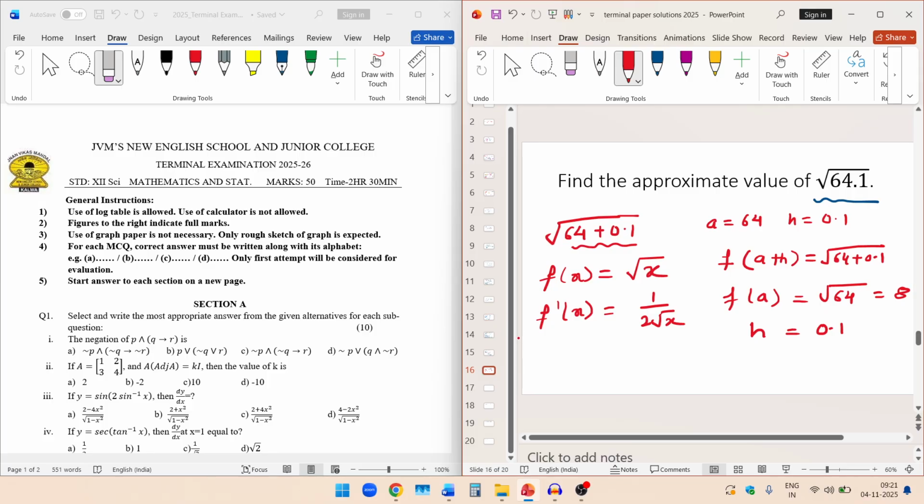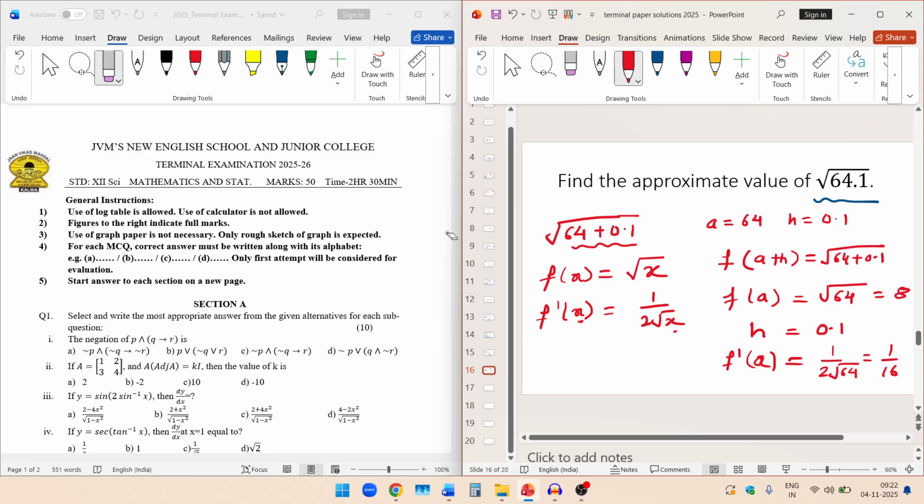Now all the terms are there, so all I have to use is this formula. One last term is remaining, right? f dash of x, that is f dash of a. In place of x I'm going to substitute the value of a, which is 64. So that should be 1 upon 2 root 64, which is 1 upon 2 into 8, that is 1 upon 16.